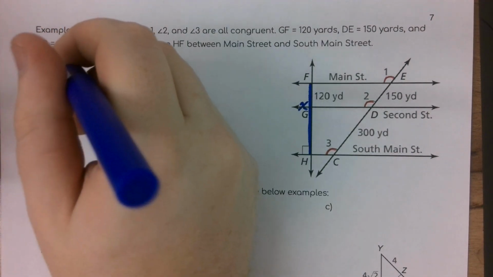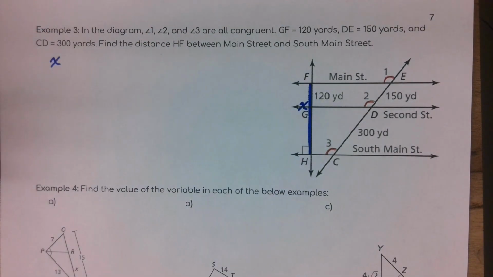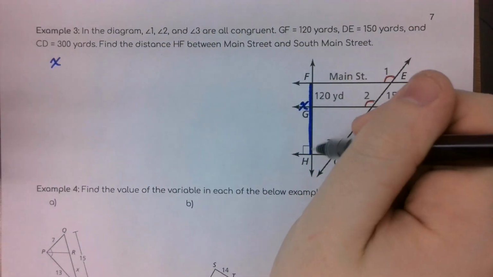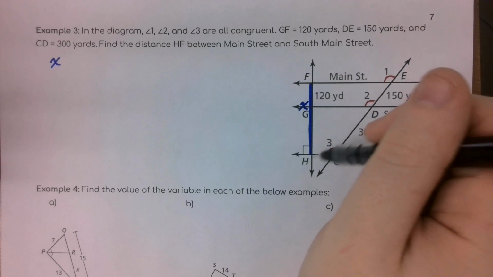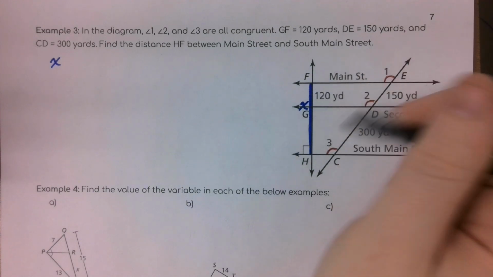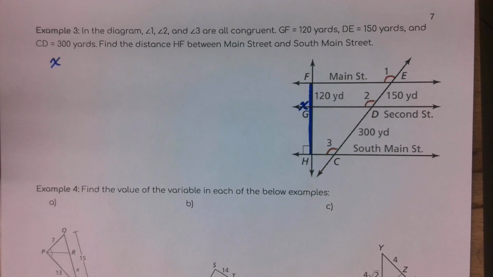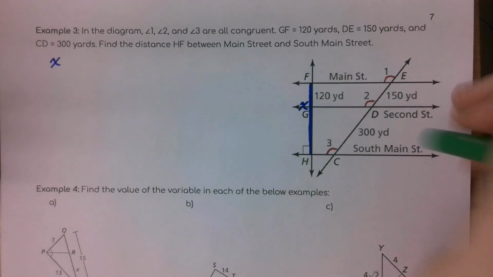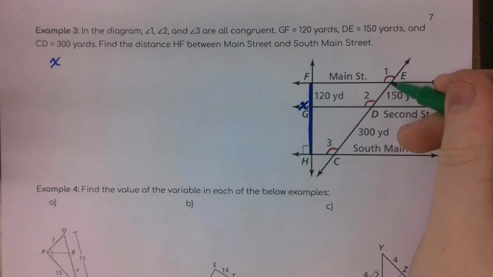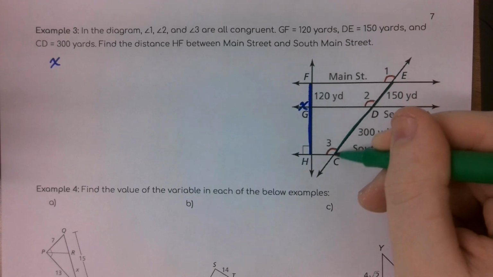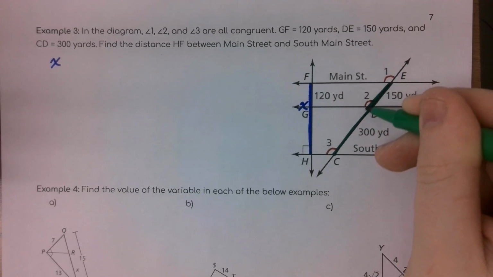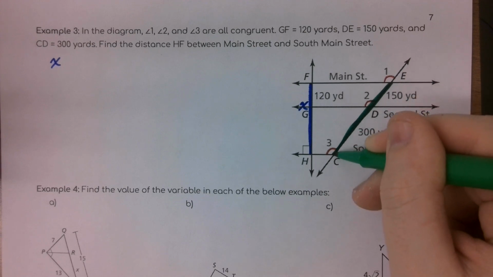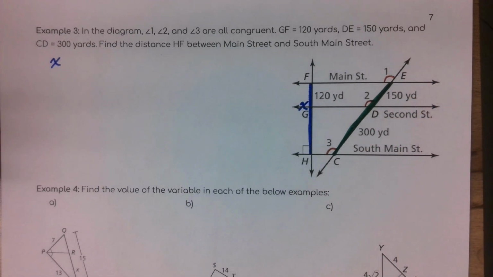So the question is, what can we compare X to set up a proportion? Well, X is the entire left side here from F to H. If we wanted to find the corresponding part to this, this would be the entire right side, E to C. But there's one problem. This only works if the lines are parallel. So we're stuck.